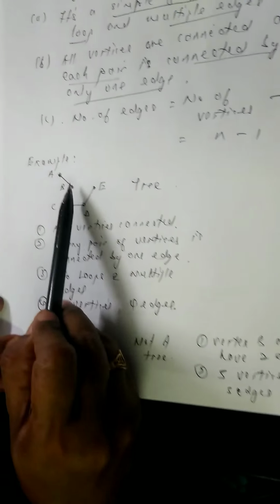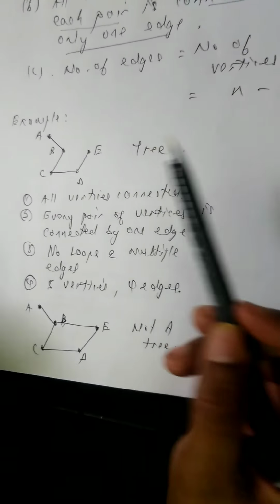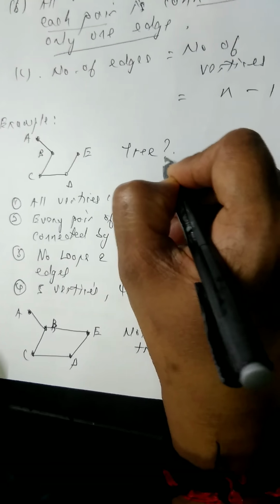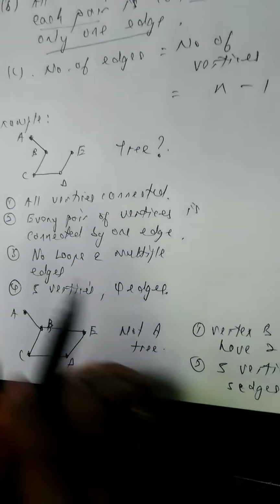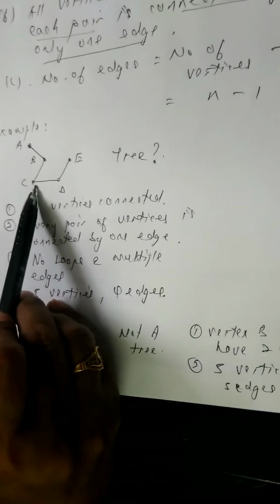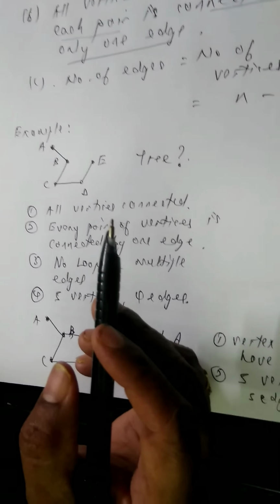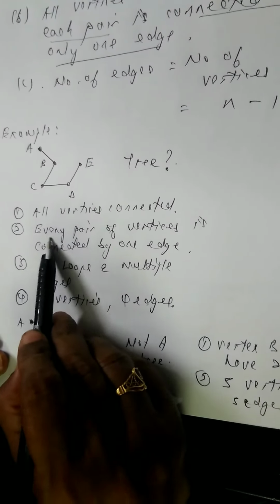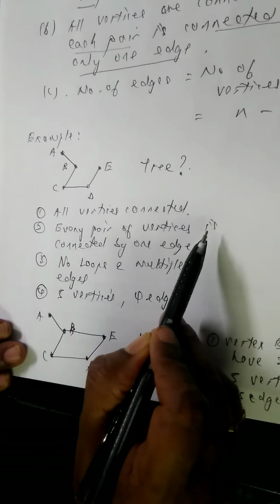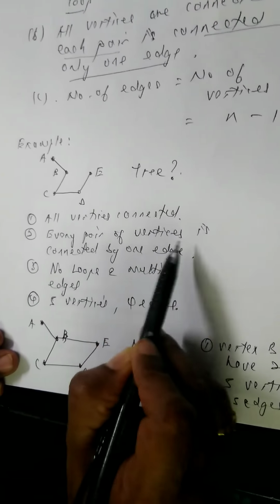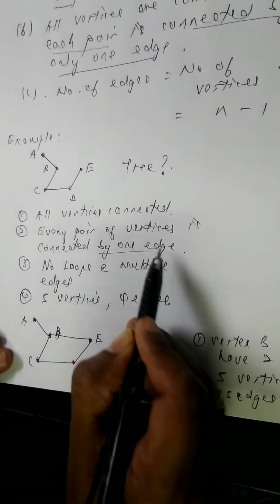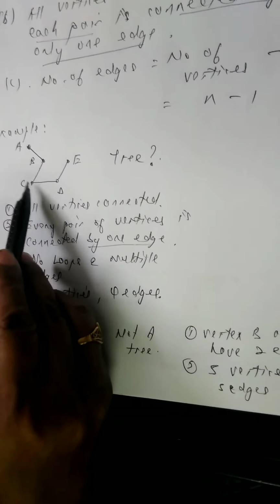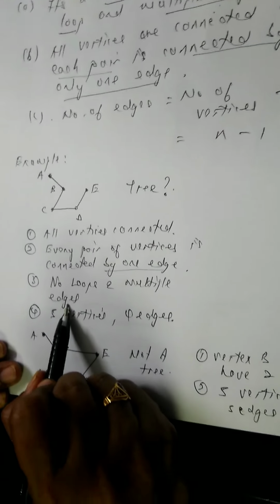We take a simple example. Let's say I've got 1, 2, 3, 4, 5. I've got 5 vertices. Now, the question is, is this a tree? Let's check. All vertices are connected. There is no isolated vertex. Every pair of vertices is connected by one edge. That means one here, one here, one here, one here. So this is okay.